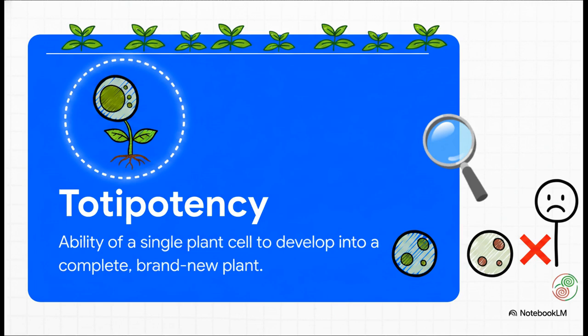And the absolutely crucial concept that makes all those artificial hacks possible is totipotency. It's the incredible ability of a single plant cell to divide and develop into a complete brand new plant. Think about that for a second. Human skin cells definitely can't do this, but a single meristematic plant cell contains the complete blueprint and the potential to build a 100% exact copy of the parent plant. It's a real game changer.